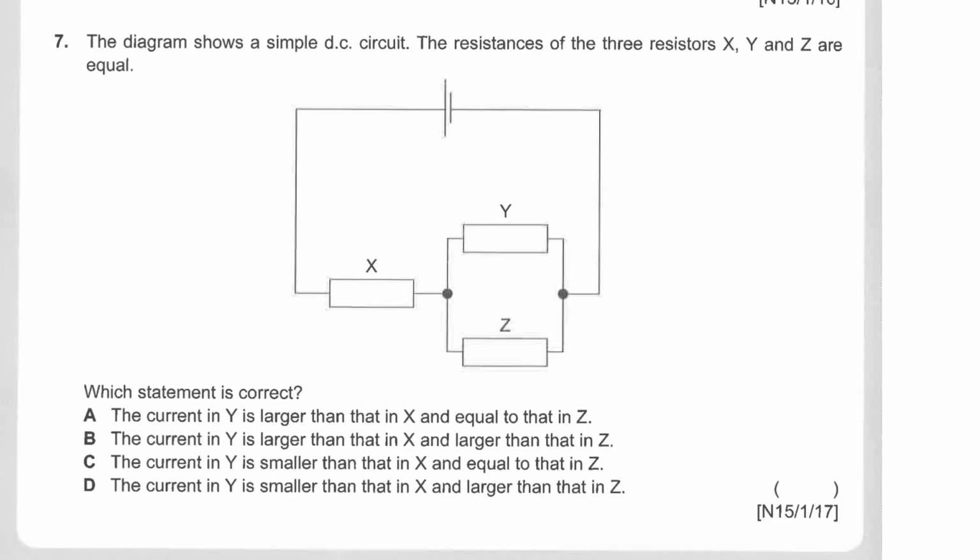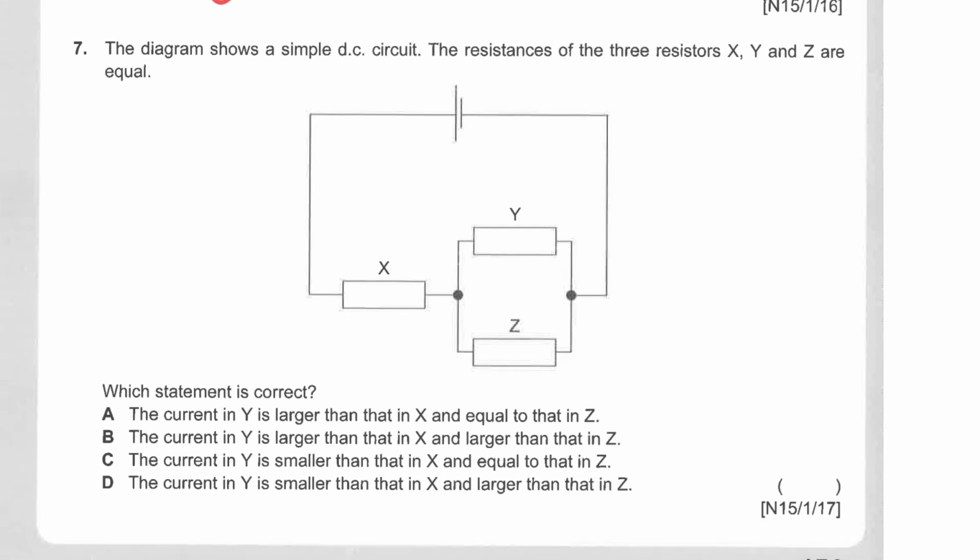Next, for question number 7 here, you have a simple DC circuit and you know that the current flowing through here is the same, and that's the big current, the main current. Only when it comes to here, it will split into 2. Since it's given that the resistances of X, Y, Z are equal, the current will split equally between Y and Z.